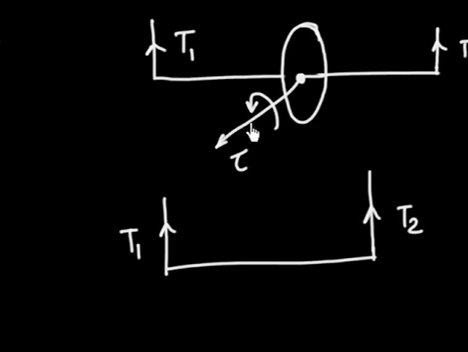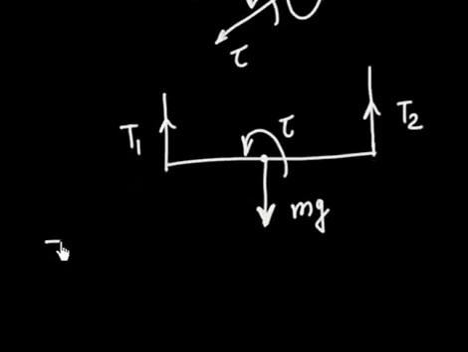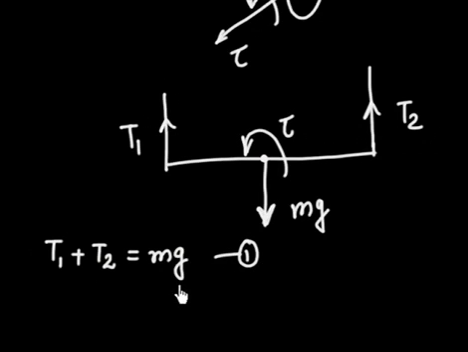And now I can transfer this torque at this point, because this is the middle point, and there is a torque, and the value is tau. Now there is a force acting in the downward direction, that is mg, so you will have an mg force acting downward. Now if I write equilibrium for torque and forces, force equilibrium gives T1 plus T2 equals mg.